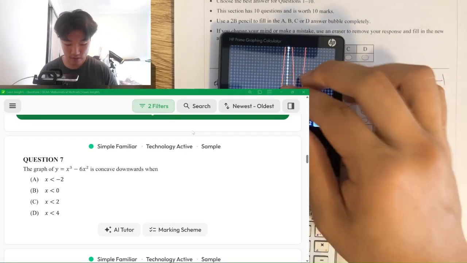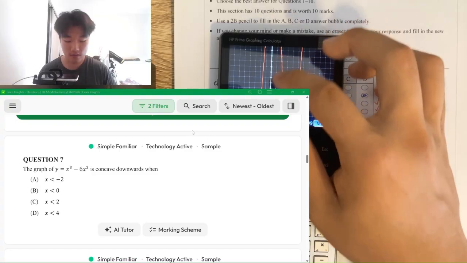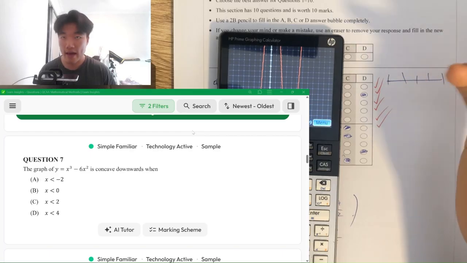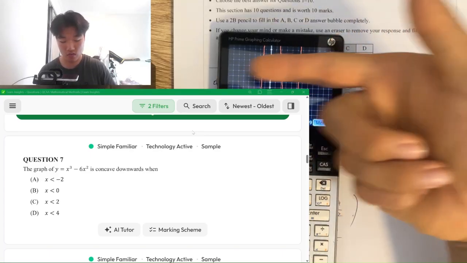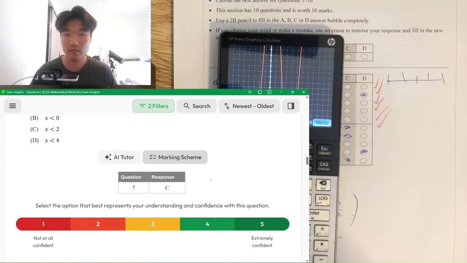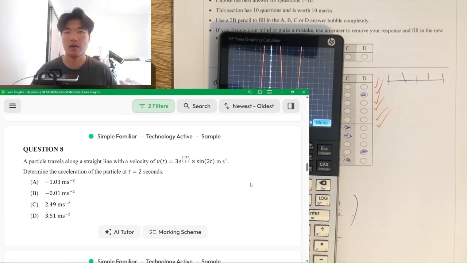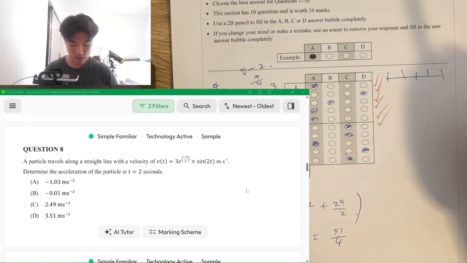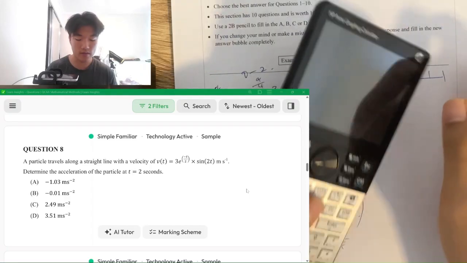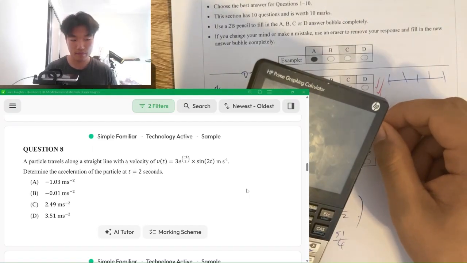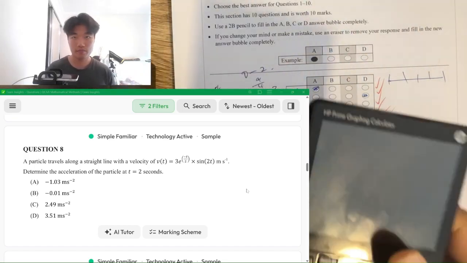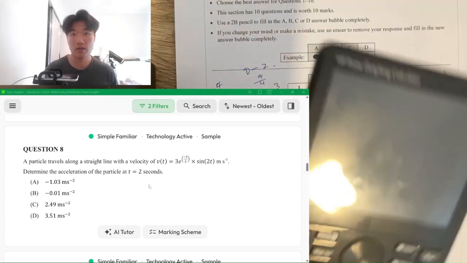So the point of inflection is going to be somewhere positive, somewhere around 2. And guess what? There's only one answer with 2. X is less than 2. We want it to be less than 2, then it's concave down, on the left side, so it's C. Obviously, you can use proper mathematical reasoning, like the second derivative, and then show that it's negative in that region, but it's multiple choice, so there's no real point.